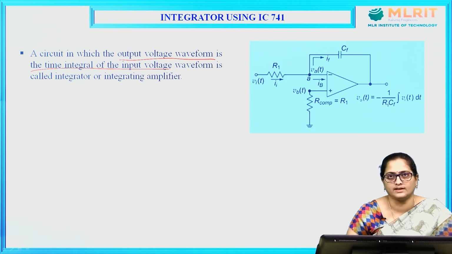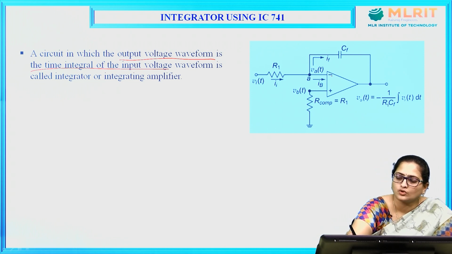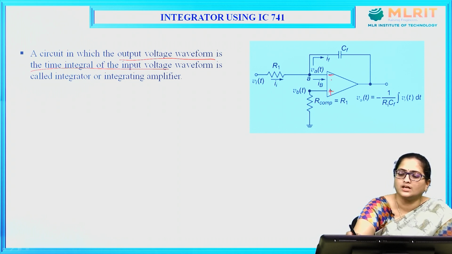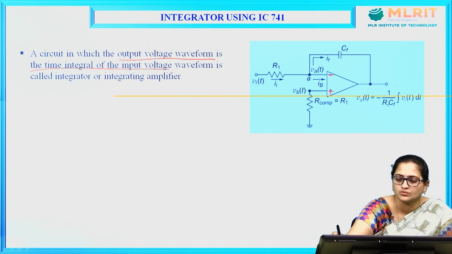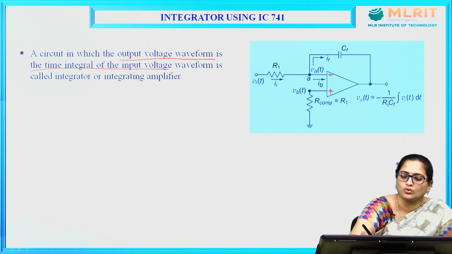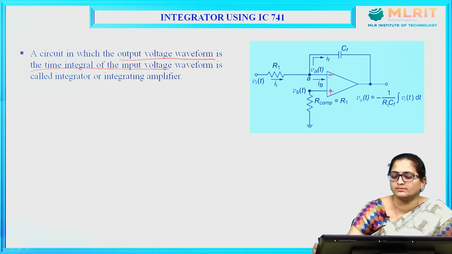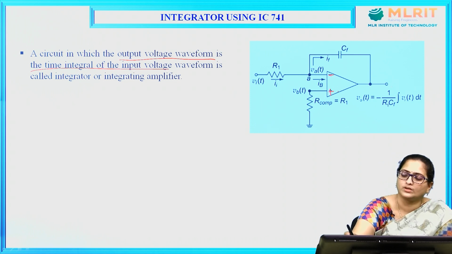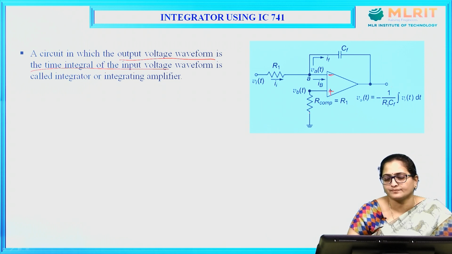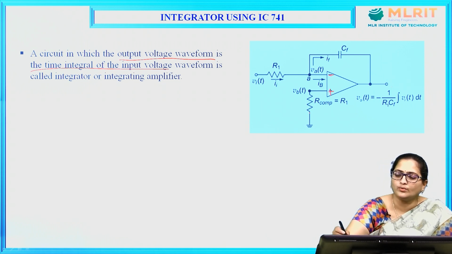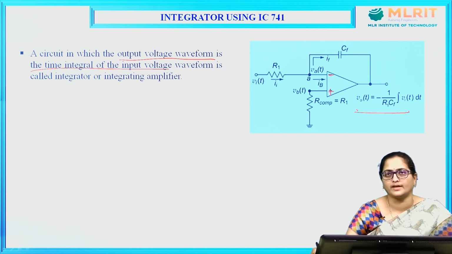An op amp consists of an inverting terminal and a non-inverting terminal. The inverting terminal is connected with a resistor and a capacitor through a feedback towards the output voltage V0. Vi of t is the input voltage given to the inverting terminal, and a compensator network is given to the non-inverting terminal. The output of this circuit is given as V0 of t equals minus 1 by R1 CF integral of Vi of t dt.